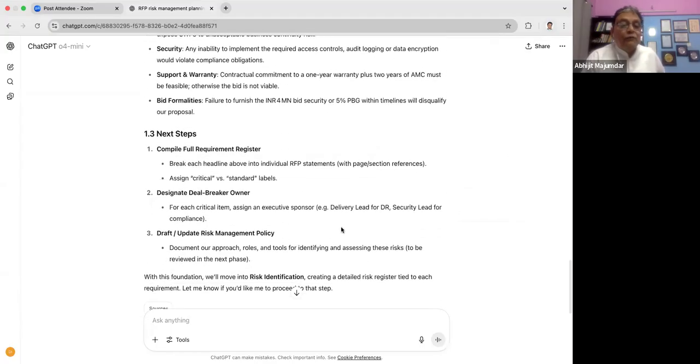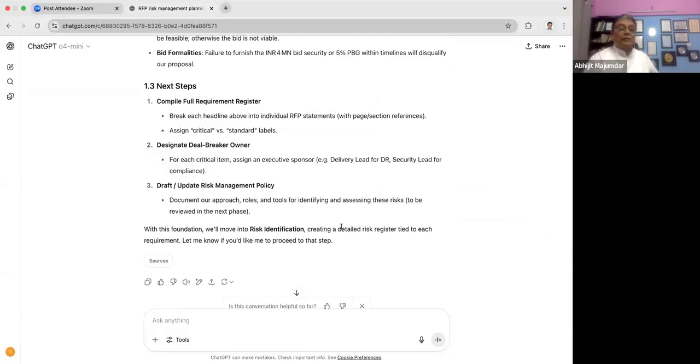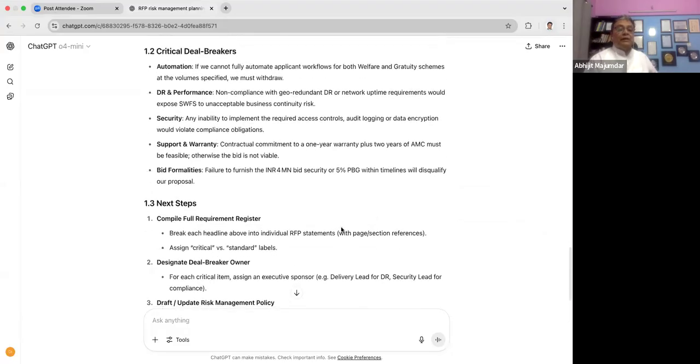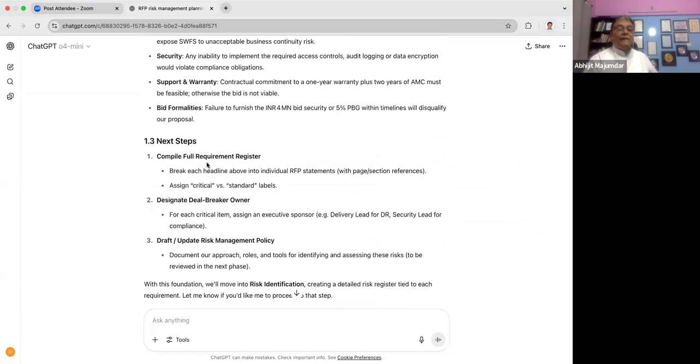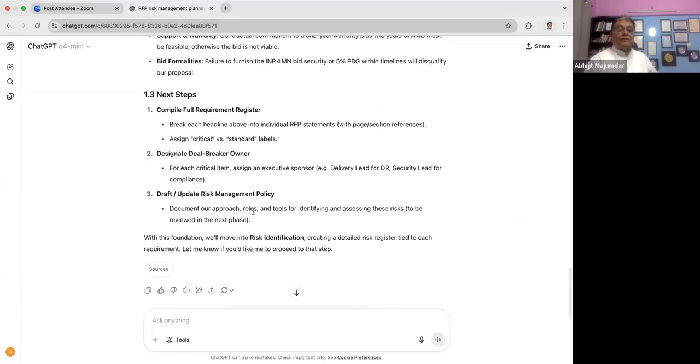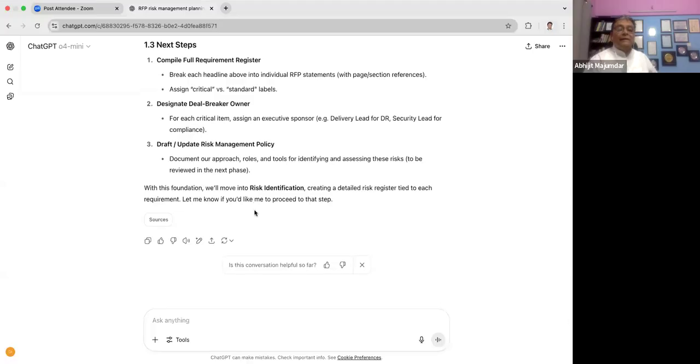This is the list of critical deal breakers. Next steps, complete the full requirement register. Okay, now you are doing that. Next step. So you can go ahead and tell it, okay, compile the full requirement, then tell the deal breaker owner, draft the risk management sticker. So you can take a step-by-step approach from here. With this foundation, it will move to risk. Now it is going to go to the next, risk identification. Because here you are doing it step by step, you say, please proceed.